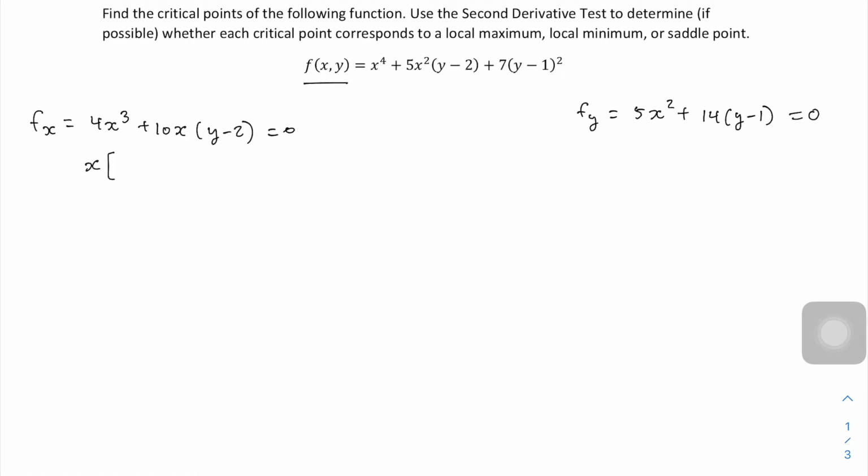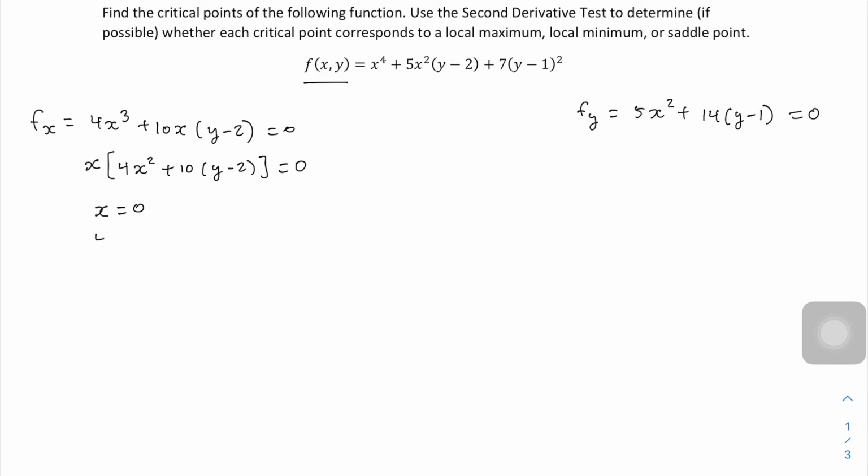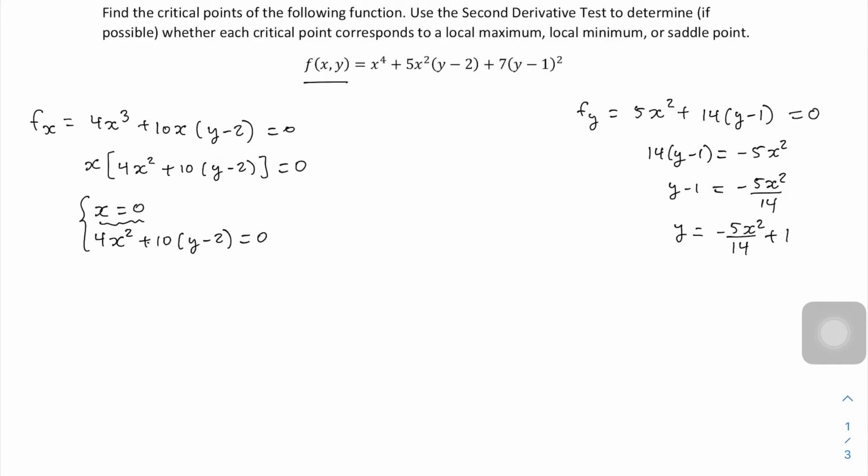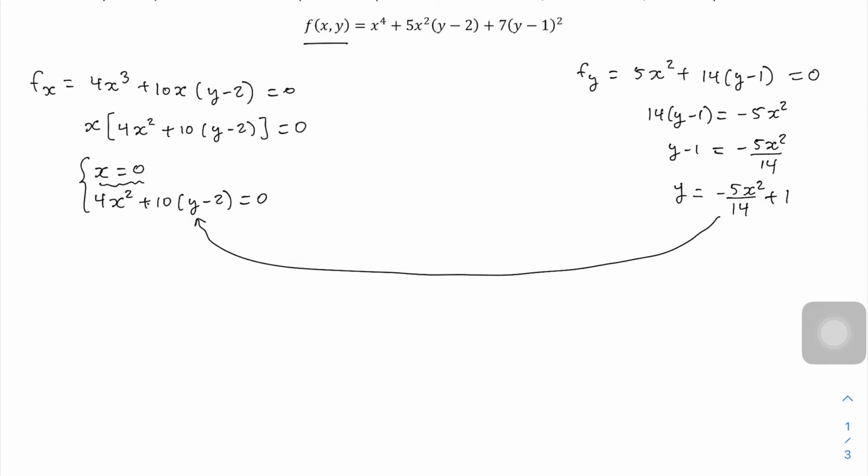We factor x. Okay, great. And then from here we see that we have two solutions. The first one will be x equal to 0, and the second one this. Okay, so we already see here x is 0, and if we look on the right side, let's solve for y. We get y equal negative 5x squared over 14 plus 1, right? And then we take this expression and we put it into this equation right here.